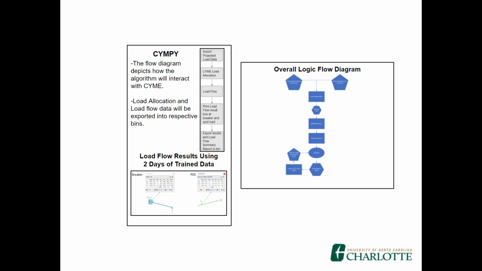The station exit voltages are fairly balanced at 120. However, this could also be partially attributed to load allocation being run as a total as opposed to being done per phase. And this is our overall logic flow diagram.